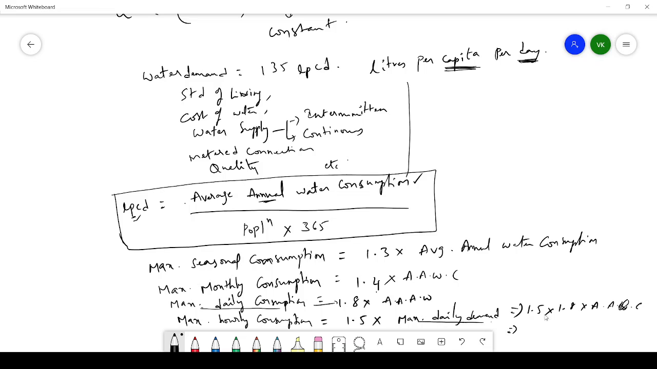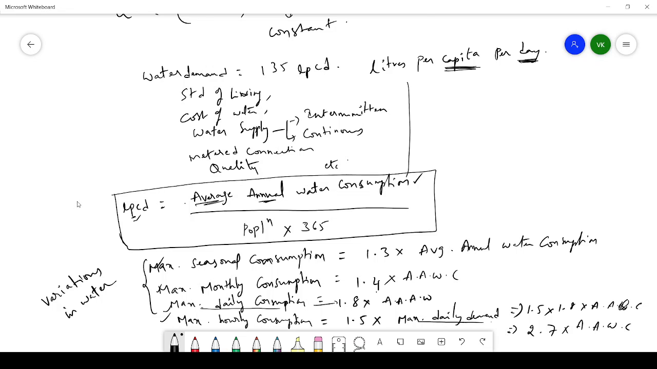So you're going to get 1.5 to 1.8, 2.7 times the average annual water consumption. These are the variations in water demand. Why is it varying? Depending on the season, depending on the month, day or hour, the consumption or the water demand will vary. You should not always depend exclusively on the average value. You should also consider these things while designing the components in a water supply system, right?